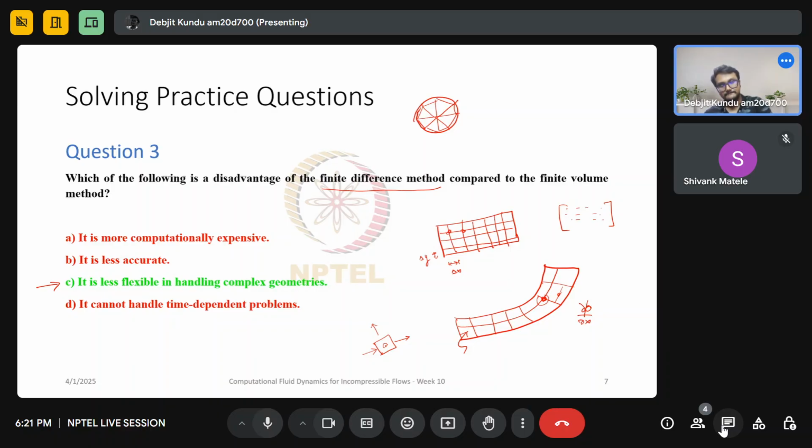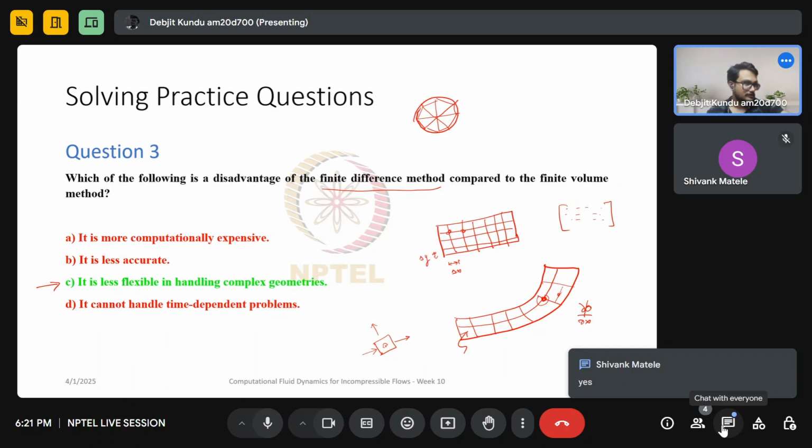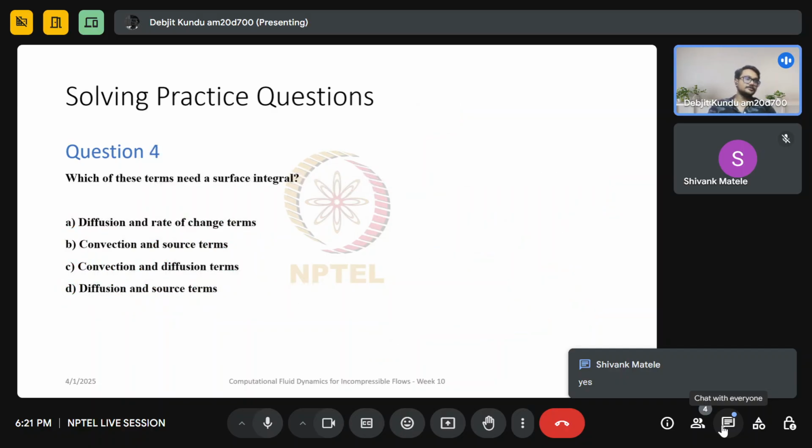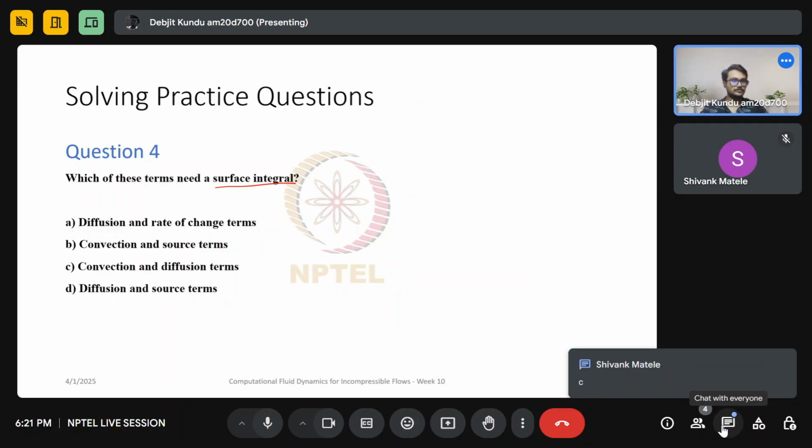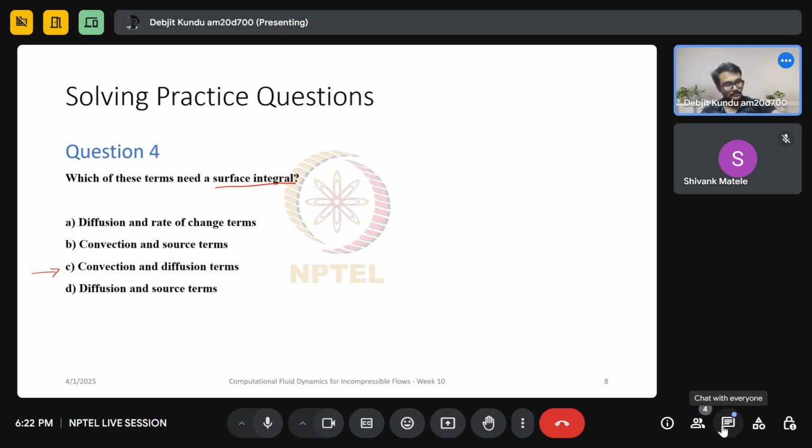All right, so let's move along. We'll move on to question number 4, which is asking us which of these terms need a surface integral to be simplified or handled. Is it option A, diffusion and rate of change terms? Is it option B, convection and source terms? Is it option C, convection and diffusion terms? Or is it option D, diffusion and source terms? All right, so we have a quick response in favor of convection and diffusion terms. Let's take a look at the solution.